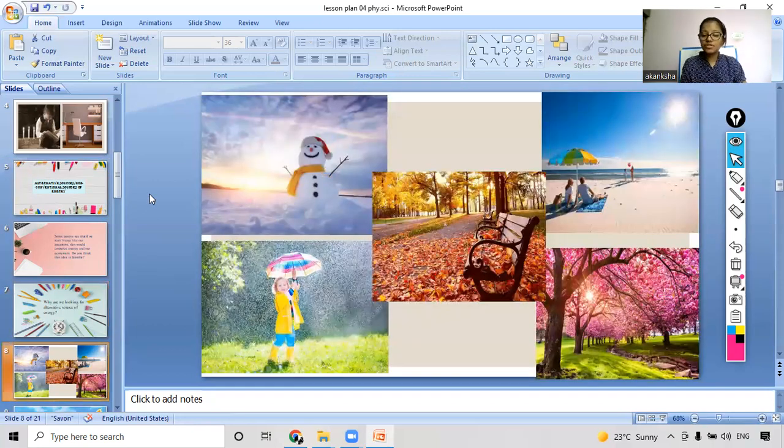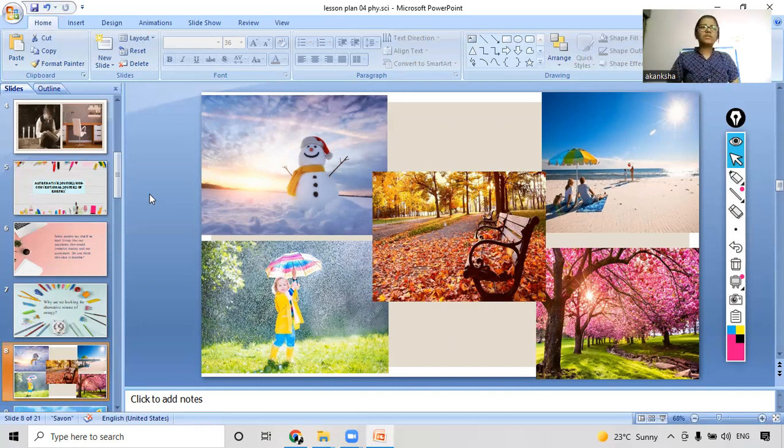So what can you see in these pictures? You can write your answers in the comment box and you can also speak if you want. Someone is saying that these pictures are showing different seasons. Yes, very good. What is your favorite season? Some of you are saying summers, some of you are saying winters because it snows. Someone is saying their favorite season is the rainy season. Now you all shared your ideas.